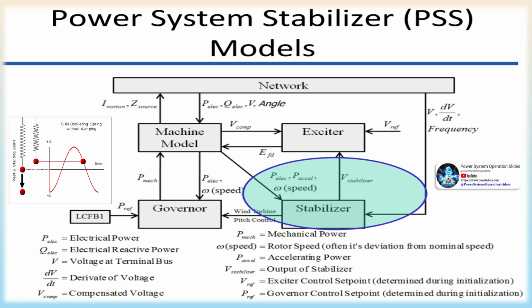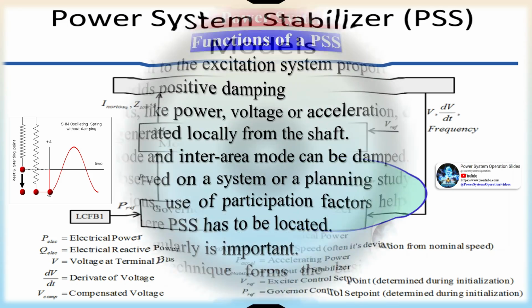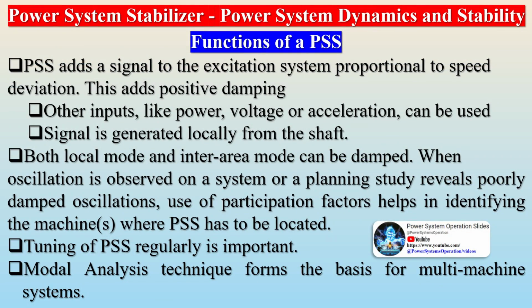When oscillation is observed on a system or a planning study reveals poorly damped oscillations, use of participation factors helps in identifying the machines where PSS has to be located. Tuning of PSS regularly is important. Modal analysis technique forms the basis for multi-machine systems.